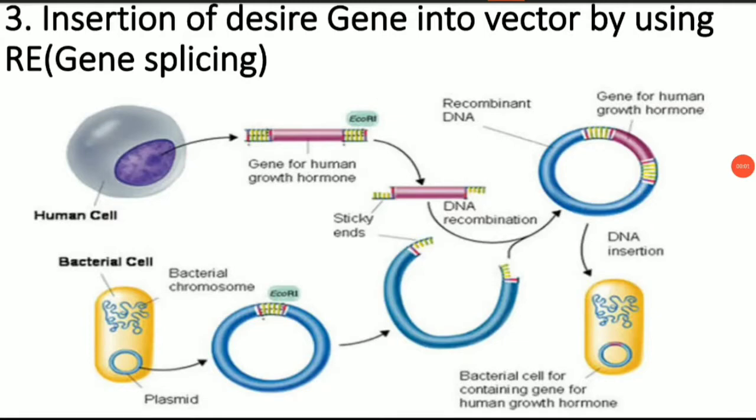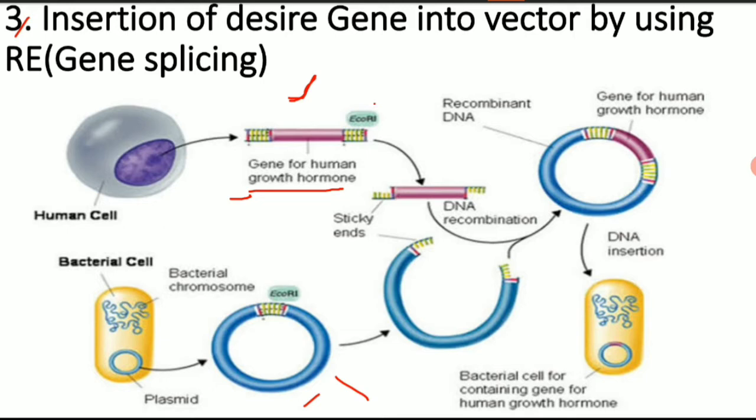Welcome back. Now we discuss the third step of rDNA technology. In the previous video we discussed the first two steps of rDNA technology: selection and isolation of the desired gene, and selection and isolation of the plasmid, which is nothing but a vector. So we selected the vector as a plasmid, and the desired gene is the human growth hormone gene, or we can take the insulin gene from the beta cells of the pancreas.